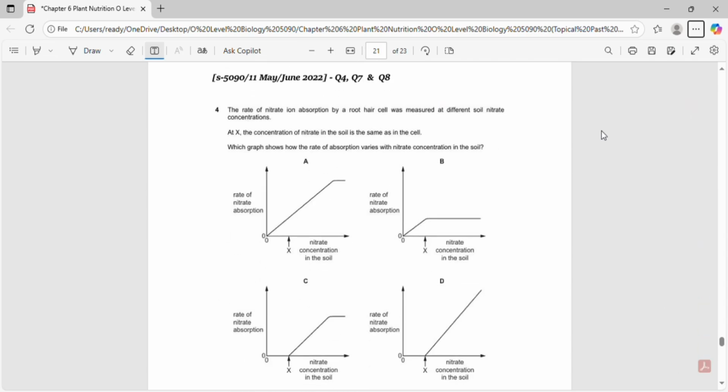Now again, we have a paper 1 question. It says, the rate of nitrate ion absorption by a root hair cell was measured at different soil nitrate concentrations. At X, the concentration of nitrate in the soil is the same as in the cell. Which graph shows how the rate of absorption varies with nitrate concentration in the soil? They've given us 4 different graphs showing nitrate absorption versus soil nitrate concentration. So, which option is correct? The correct answer is option A. The rate of absorption increases as the nitrate concentration increases, but when it reaches point X, where the concentrations are equal, there's no net movement by diffusion. Further absorption after that point must involve active transport.